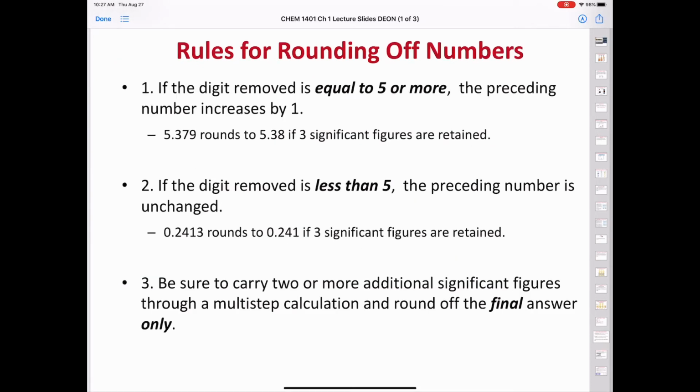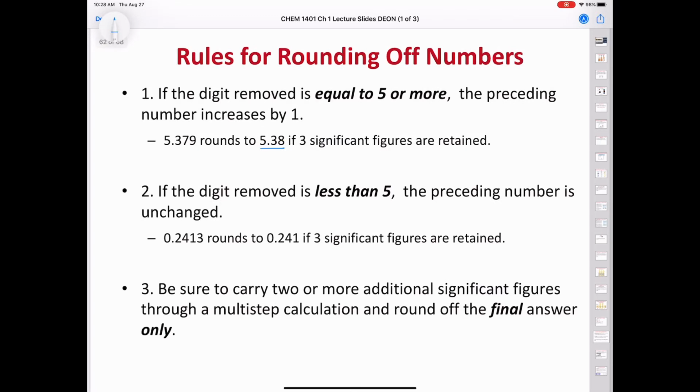You probably noticed that in some of the last examples we did some rounding, and here are the rules for rounding off numbers. It says here that if the digit to be removed is equal to 5 or more, so that means 5, 6, 7, 8, 9, then the preceding number is going to increase by 1. So if we have the number 5.379 and we want to drop the 9 so that we only have 3 significant figures, since 9 is greater than 5, we're going to round the 7 up to an 8, and we get 5.38 to express that number to 3 significant figures.